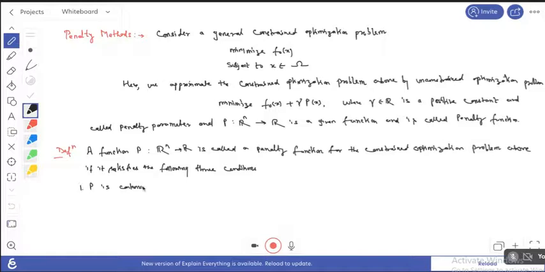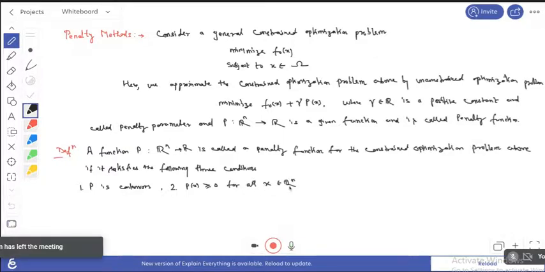So this function must be continuous. Second, your p(x) is always greater than or equal to 0 for all x that belongs to R^n. So you have to take that type of function which is always either 0 or greater than 0. When this equals 0, this x is belonging to your feasible region, because this x is belonging to the whole R^n, and in that R^n this penalty function is either 0 or greater than 0.